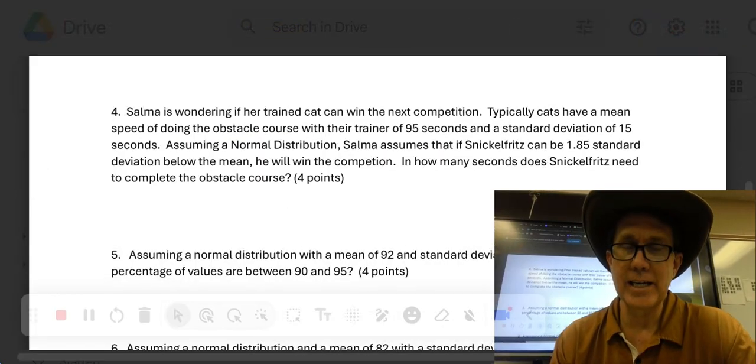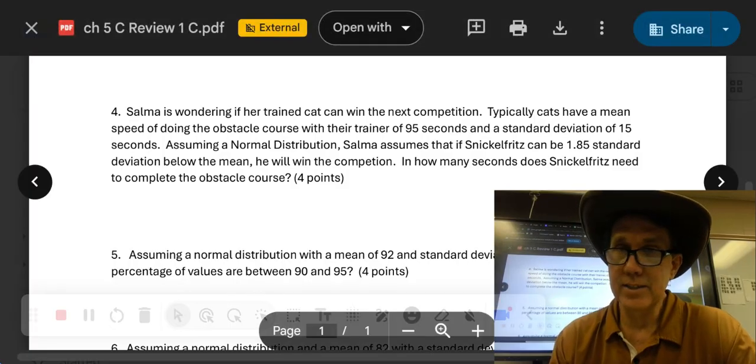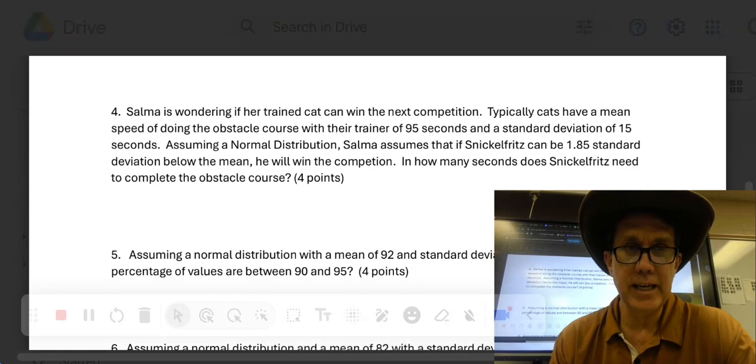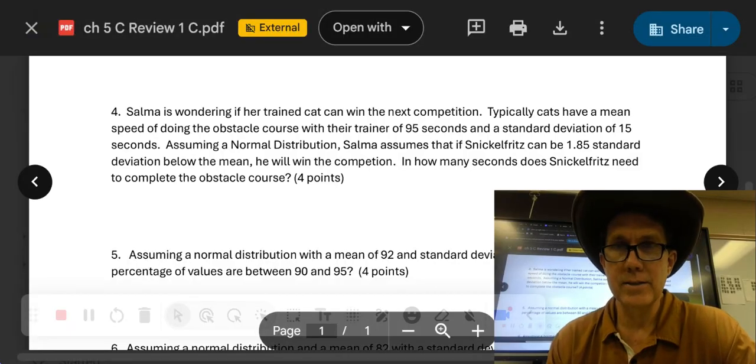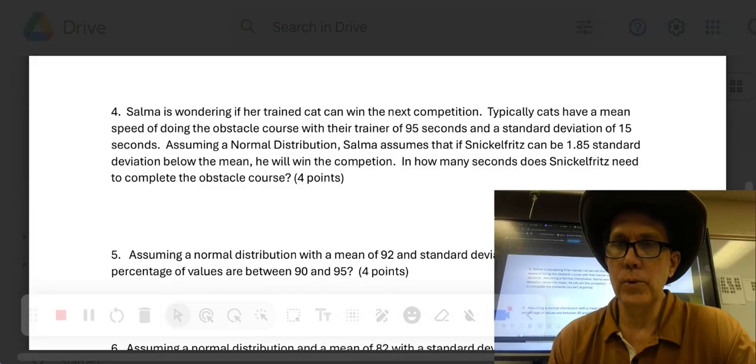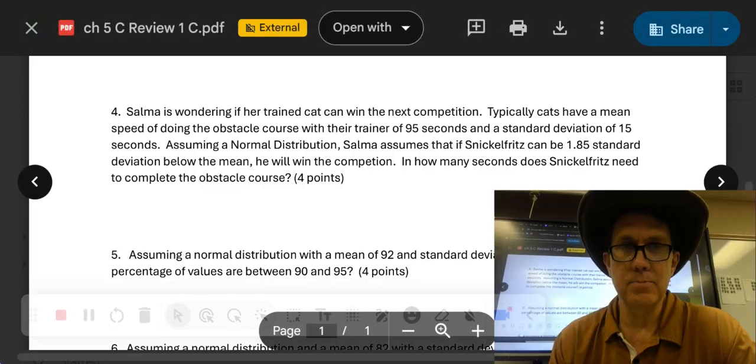Salma is wondering if her trained cat can win the next competition. Typically, cats have a mean speed of 95 seconds, a standard deviation of 15. Assuming the normal distribution, Salma assumes that Snicklefritz can be 1.85 standard deviations below the mean, then he'll win the competition. How many seconds does he need to complete the obstacle course? Okay, so 1.85 standard deviations below the mean.